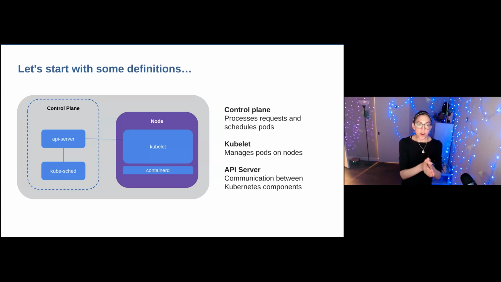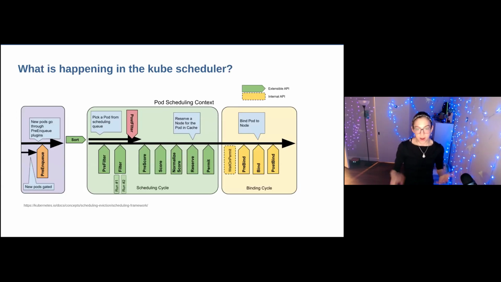Okay, so we're going to start in the control plane that processes requests and schedules pods. That has kubesched and the API server. That is going to go to the kubelet. The kubelet manages the pod and the nodes. There's also containerd running alongside the kubelet. And the API server is basically orchestrating communication between these two components and other components too.